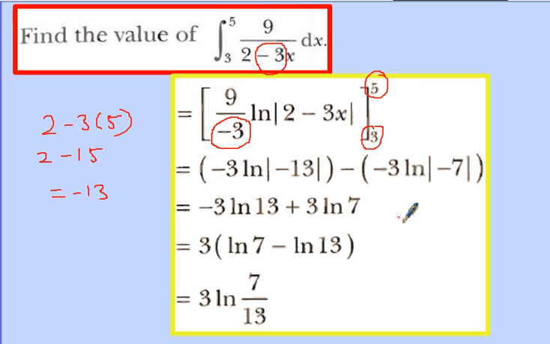Some learners don't get the simple calculation. You can try by yourself. And when you substitute 3, you get 2 minus 3 into 3. So 2 minus 9, which gives you minus 7. And again you got log 7 minus log 13, which you can write as 7 upon 13.